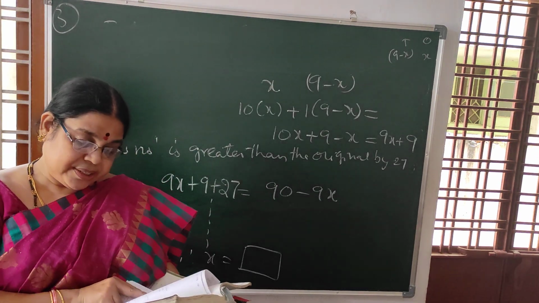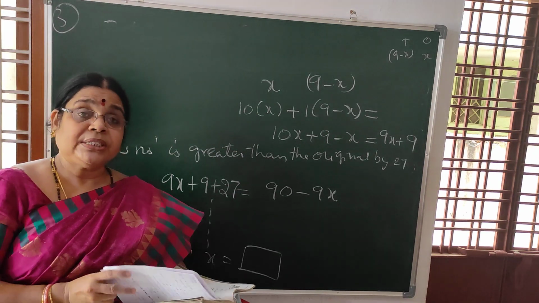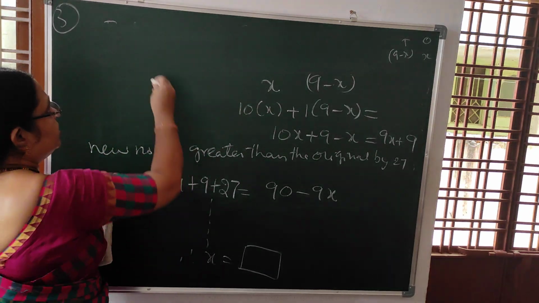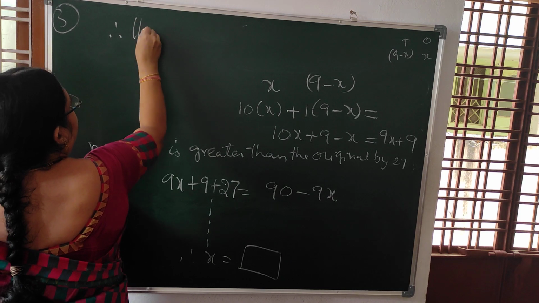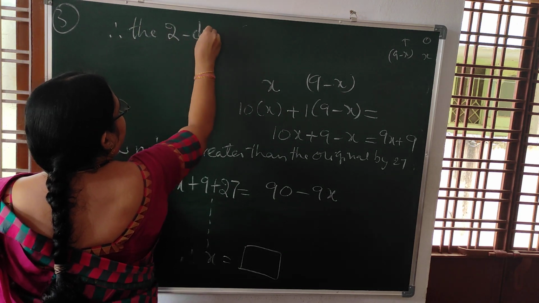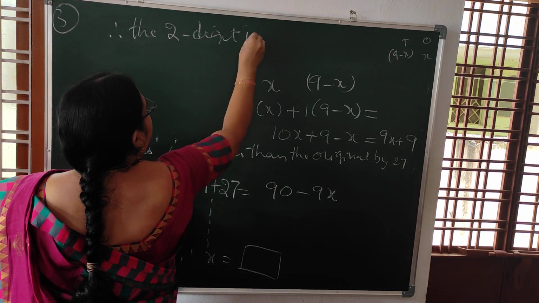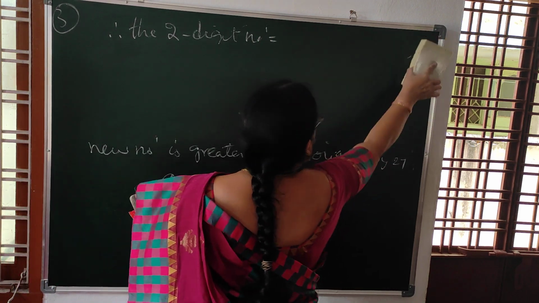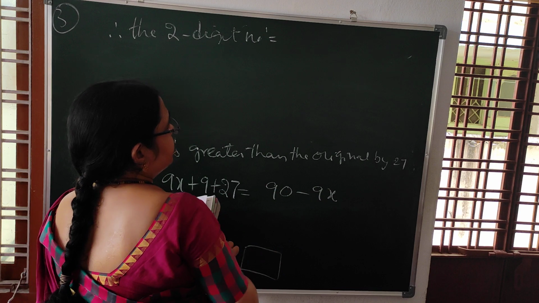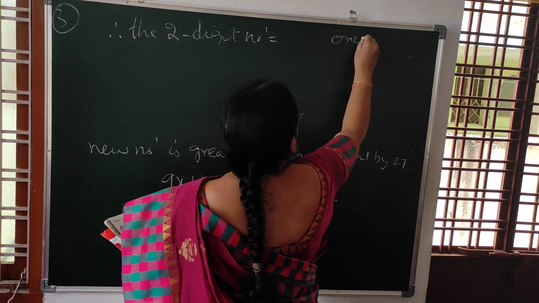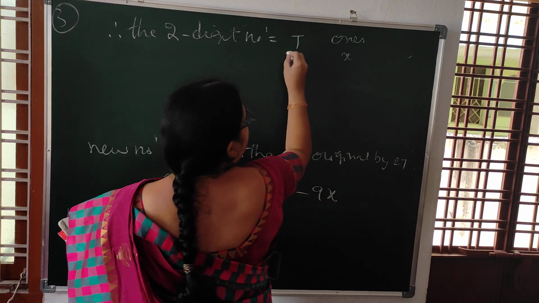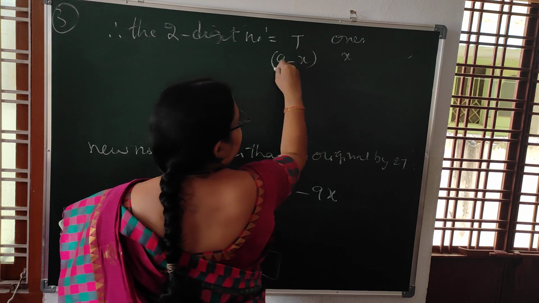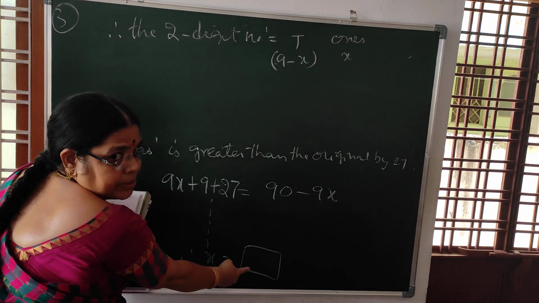What are you asked in the question? What is the two-digit number? So, how to find the two-digit number? Therefore, the two-digit number: in ones place it is x, in tens place it is 9 minus x. So x is equal to something you will get.